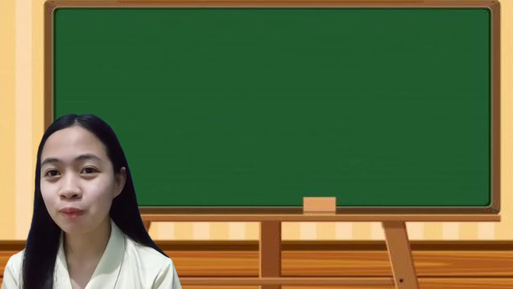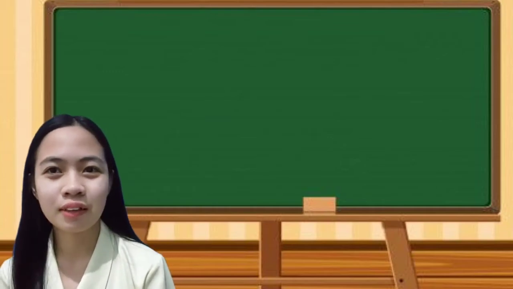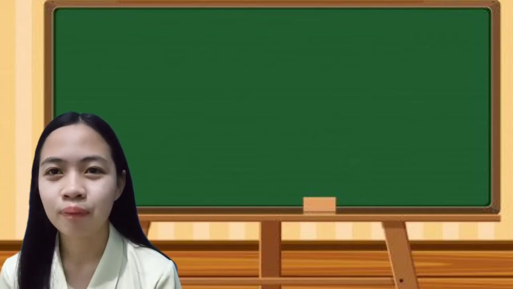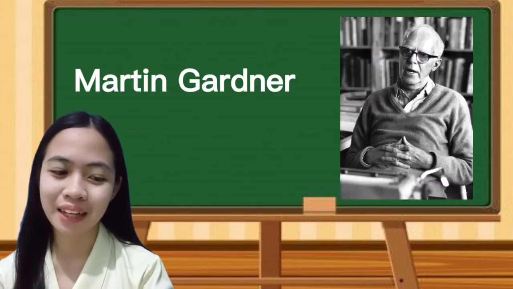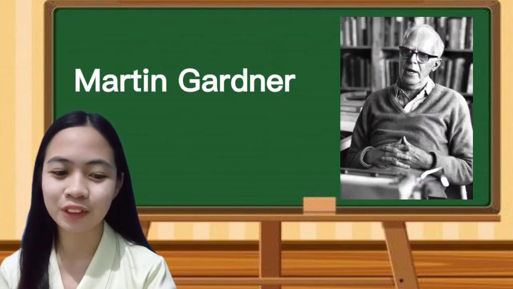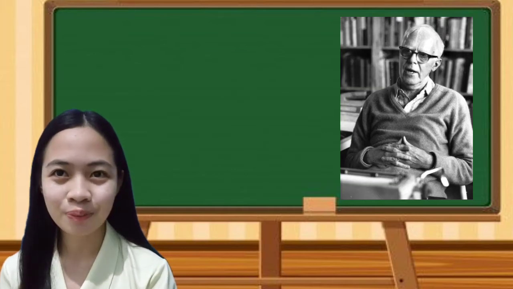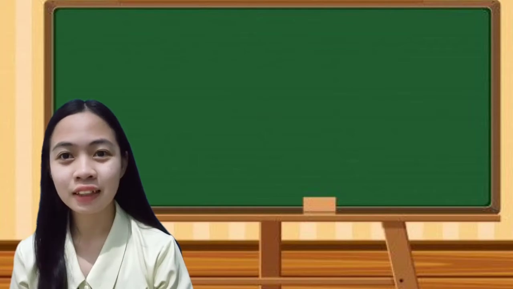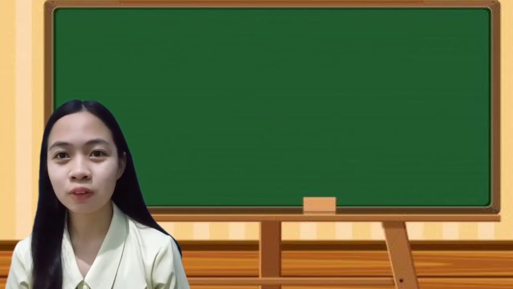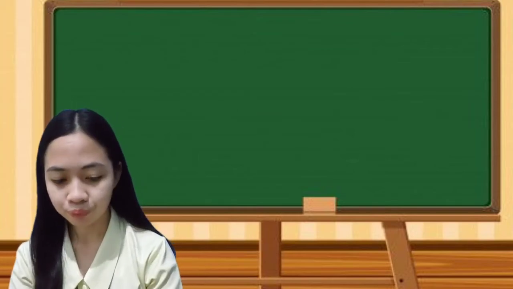So, before we proceed, let me give you a trivia. Do you know that Martin Gardner is the one who explained and popularized these rules during 1962? Yeah, that is correct. So, let's proceed to the divisibility rule of number 2.